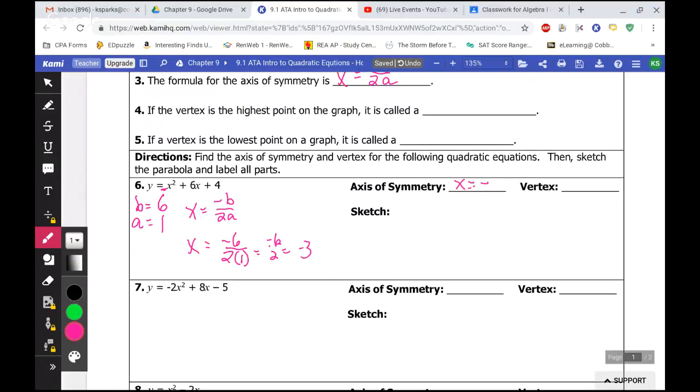So x equals -3. So to find the vertex, we plug in -3 back into our original equation. So y equals 9 minus 18 plus 4. 9 minus 18 is -9, and -9 plus 4 is y equals -5. So my vertex is -3, -5.